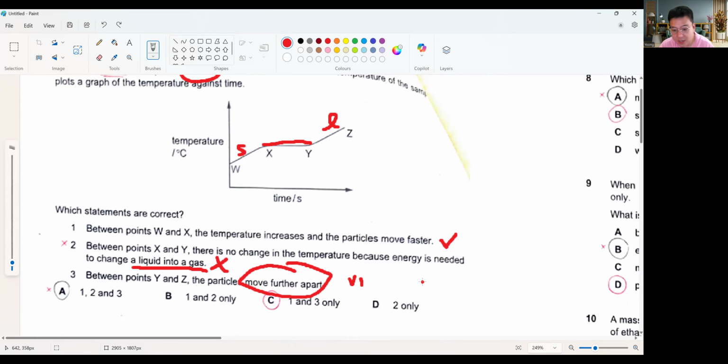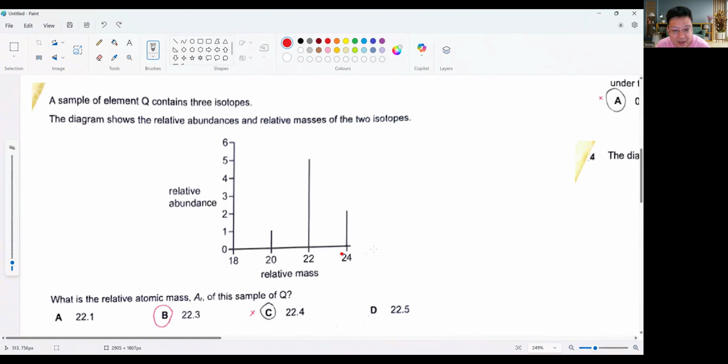But because here, Y to Z is a liquid, so liquid, yes, it can move. So it's correct. So this one is correct. So the answer is 1 and 3. Okay? All right. Any more questions?